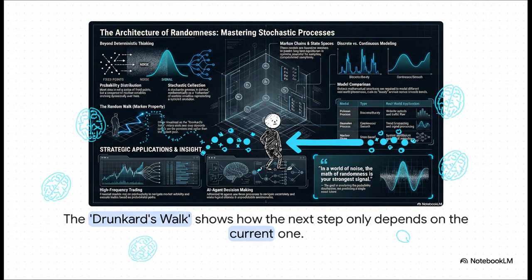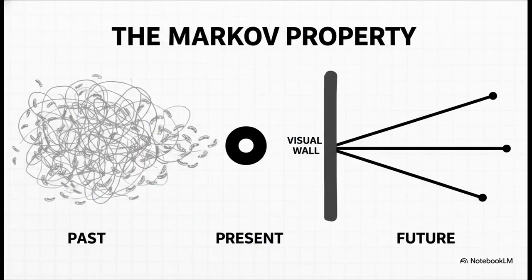There's a classic, kind of funny metaphor for this called the drunkard's walk. Just picture someone taking totally random steps. Left, right, forward, back, who knows? The key thing is, where they go next has nothing to do with where they were an hour ago. Nope. It only depends on where they are standing right this second. And this simple but super powerful idea, it has a name. It's called the Markov property.